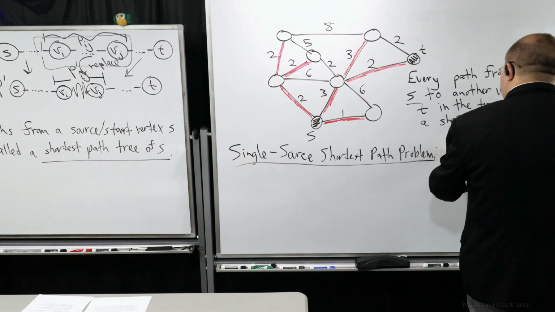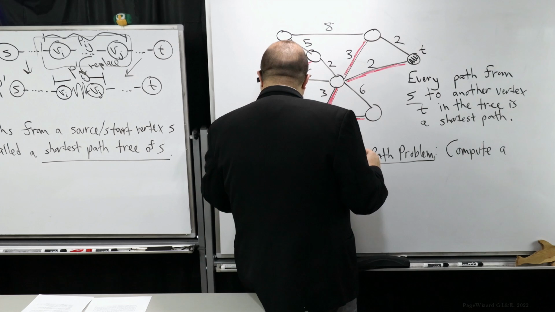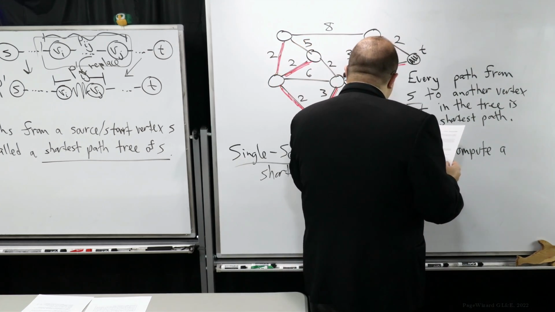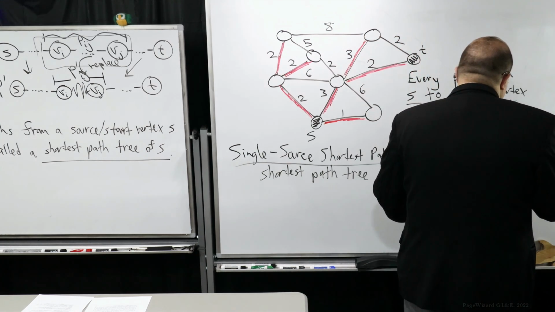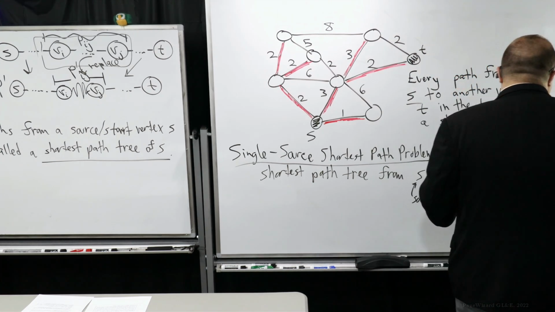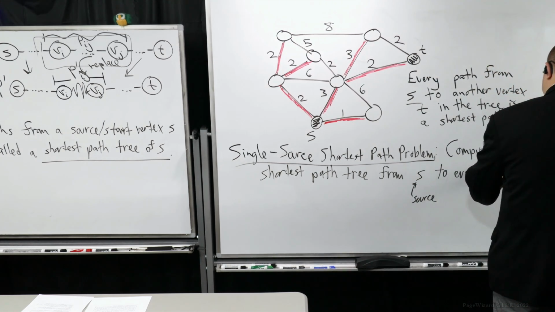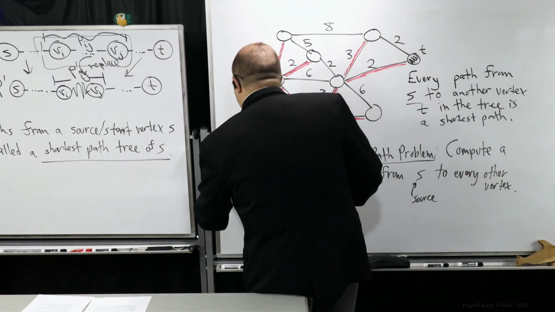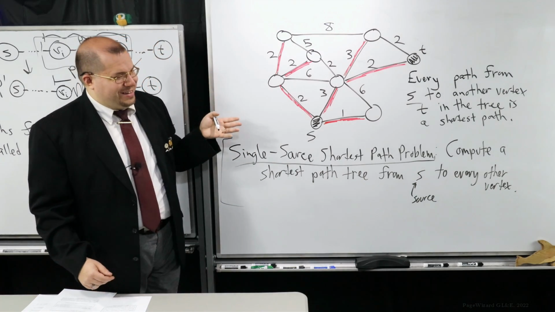So what's the single source shortest path problem? It is to compute a shortest path tree from S. So S is called the source or start vertex, to every other vertex. So that's the goal here. So I'm going to show you how you actually build one of these trees, okay?